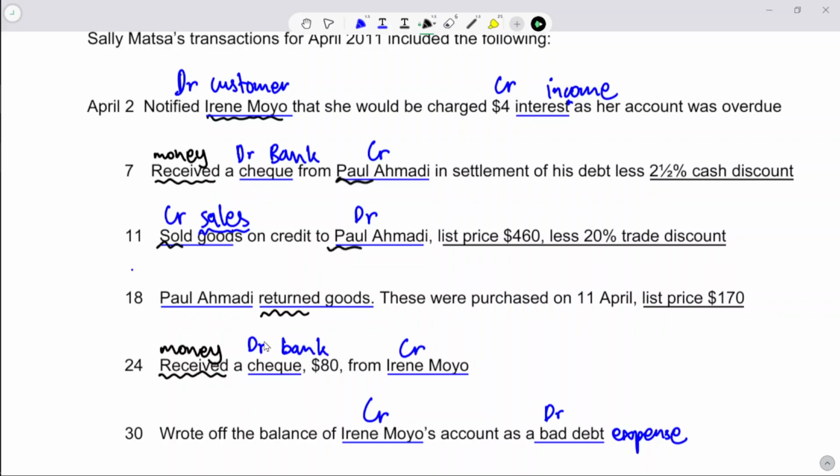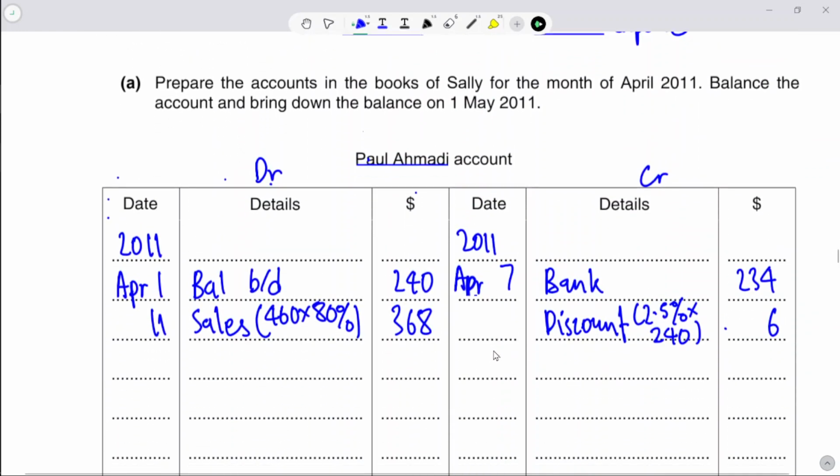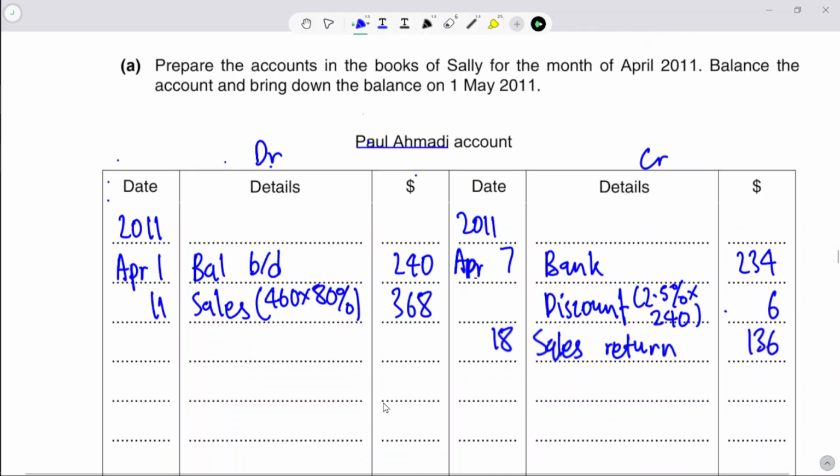you sell, right. So this one should be sales. This one should be sales return. Then for sales return we debit, then we credit pound. So this one you come here. So sales return by 136. So let's balance it out. Get 608.